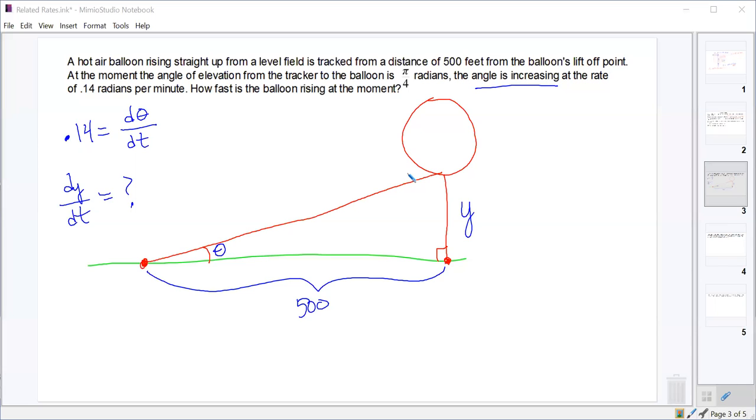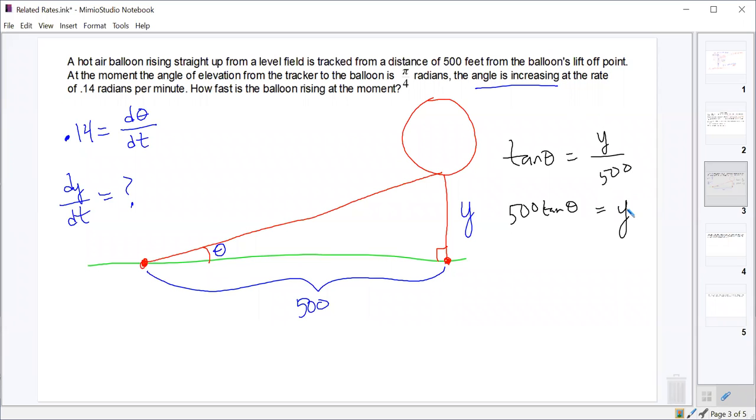Tangent theta is y over 500. Yeah, that's going to relate y to 500 pretty easily and include that theta, right? Tangent theta is y over 500, opposite over adjacent. Or we could rewrite this as 500 tangent theta equals y. Everybody good with that? Yes. So the simplest equation that relates them will generally be the best.